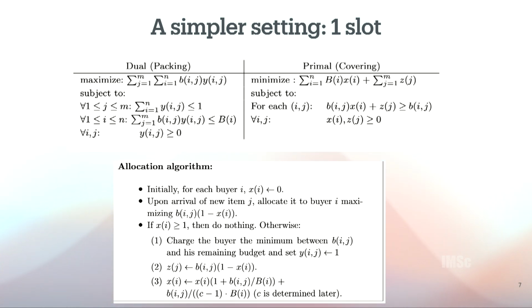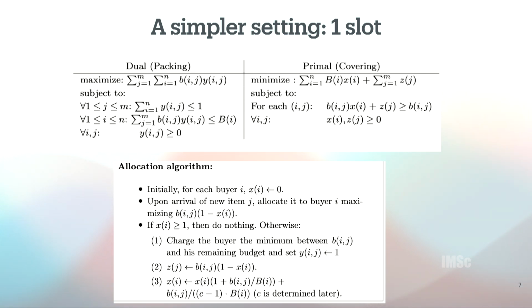Subsequently, we will do a different charging thing. Now, if xi has become greater than or equal to 1, then we will do nothing. At the beginning xi is 0, so we continue onwards. So, I am going to assign the item j to the user who maximizes this value. But what am I actually going to charge him? I am going to charge him the minimum of his leftover budget or this quantity. So, I set zj to be this. Charge the buyer the minimum between Bij and his remaining budget, and you basically assign yj to 1.